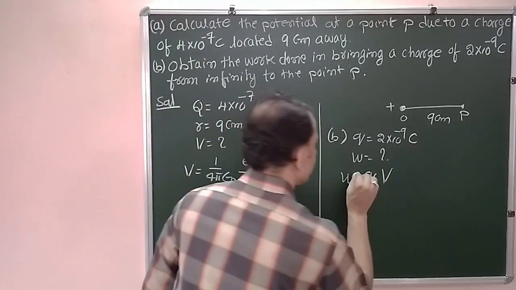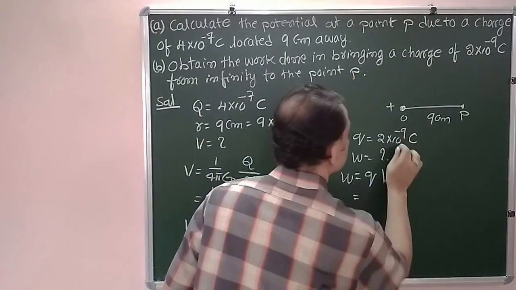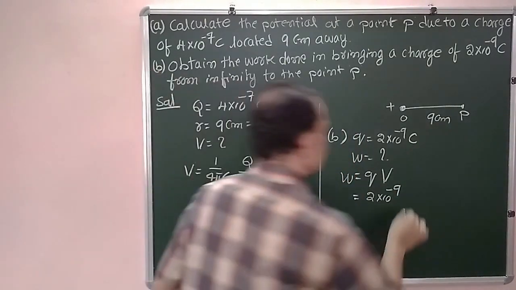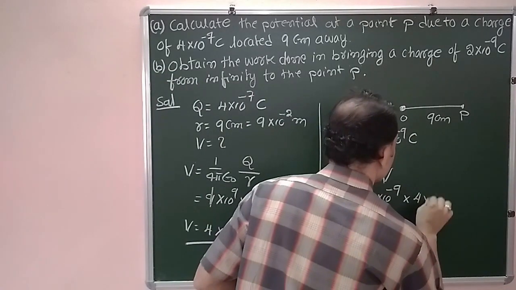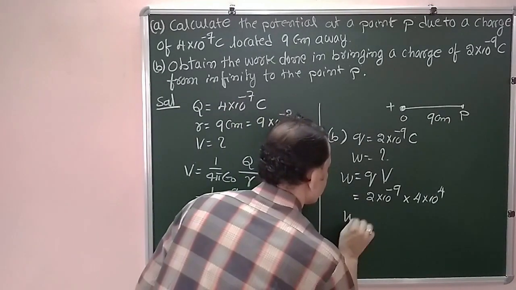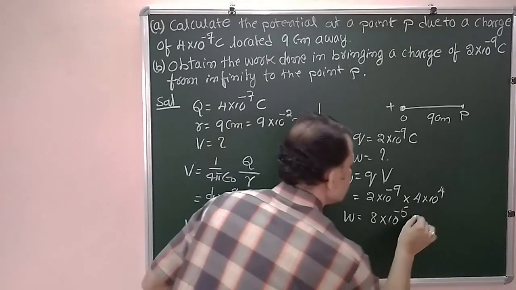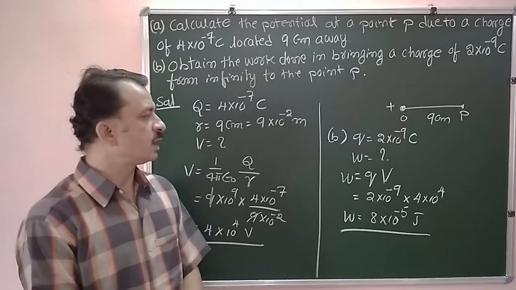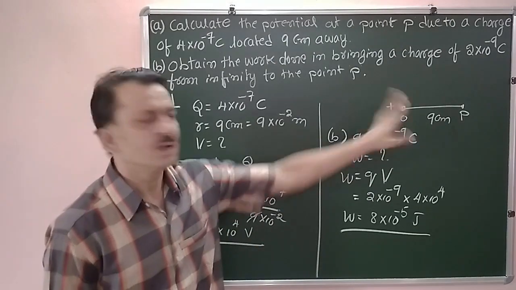Okay? Yes. Now this is equal to the charge which we are bringing, 2 into 10 to the power of minus 9, multiplied by the potential due to this source charge at that point. It is 4 into 10 to the power of plus 4. So simply we get 8 into 10 to the power of minus 5 joules. Now this amount of work has to be done in order to bring this 2 nanocoulomb charge from infinity to that point P.